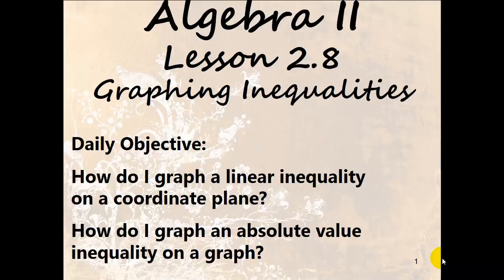We are going to continue with graphing, and now we're going to transition into graphing inequalities, both linear and absolute value. So we've graphed inequalities on a number line, so we're going to figure out how to graph a linear inequality on a coordinate plane. So that means we have to have an x and a y. And then we're going to learn how to graph an absolute value inequality on a graph or a coordinate plane. Again, we're going to have an x and a y. Okay, so let's get started here.